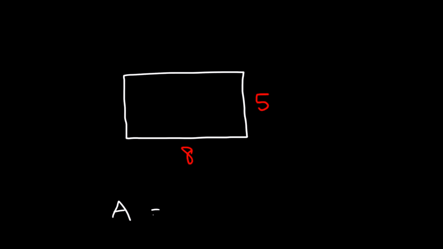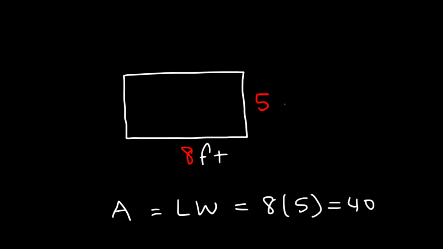The area is simply length times width. So in this example, it's just 8 times 5, which is 40. Now you may need to keep in mind the units of the area. Let's say this is 8 feet by 5 feet. Then the area is 40 square feet.